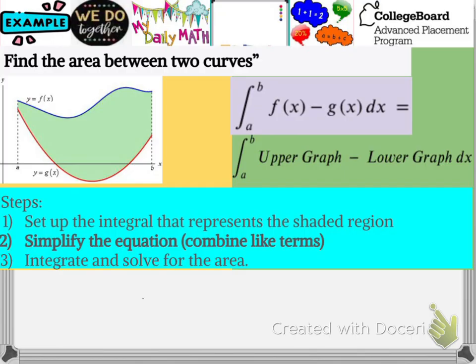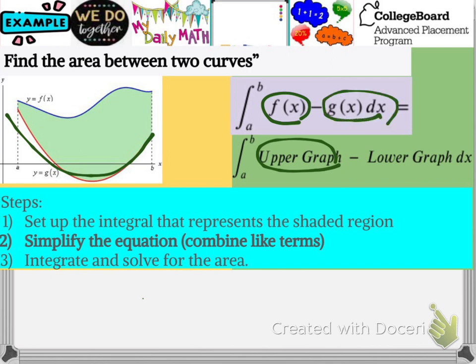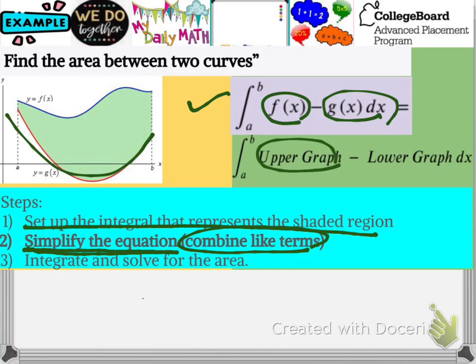Okay, so I sometimes refer to f of x or the upper function as upper graph and the g of x as the lower graph. Now, what do you need to do? You set up the integral that represents the shaded region. This is the integral that we're talking about. And then you want to simplify the equation. If there are terms that you can combine, go ahead and combine them so that you have fewer terms to integrate. And then you integrate and solve for the area using definite integral.